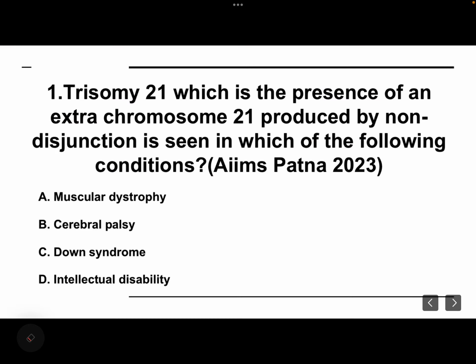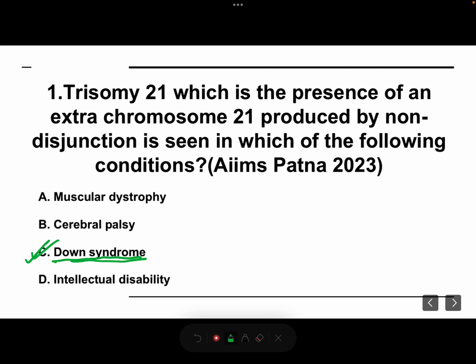Today's first question is: trisomy 21, which is the presence of an extra chromosome 21 produced by non-disjunction, is seen in which of the following conditions? Option A, muscular dystrophy. Option B, cerebral palsy. Option C, Down syndrome. Option D, intellectual disability. Here, the correct answer is option C, Down syndrome.